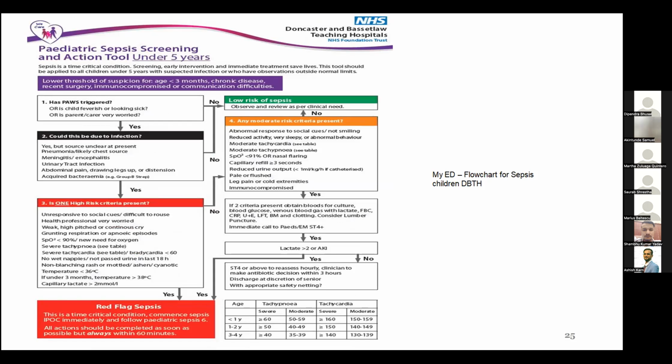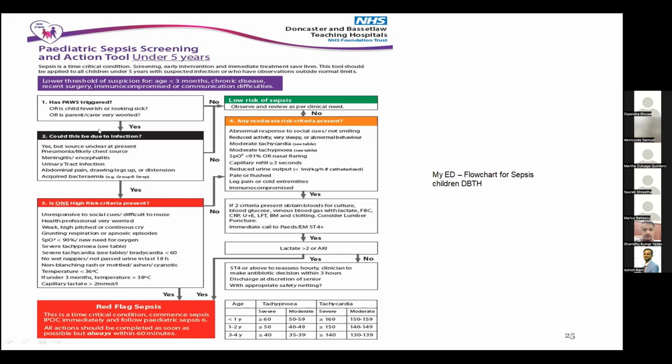Basically, for under 5 years, sepsis is a time-critical condition: screening, early intervention, and immediate treatment save lives. This tool should be applied to all children under 5 years with suspected infection or who have observations outside normal limits. We should have a lower threshold of suspicion for age less than 3 months, chronic diseases, recent surgeries, immunocompromised, or communication difficulties.